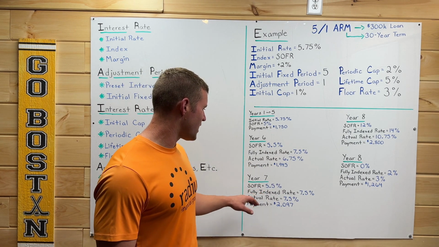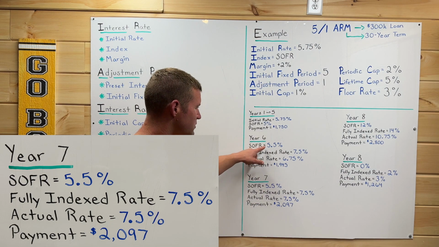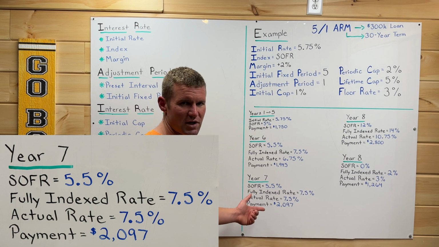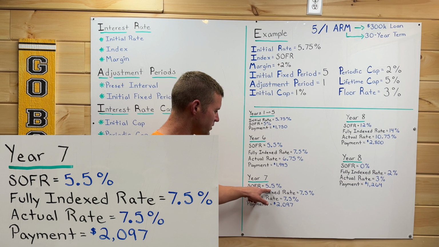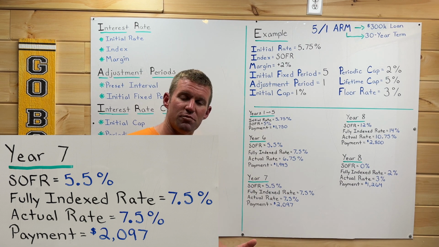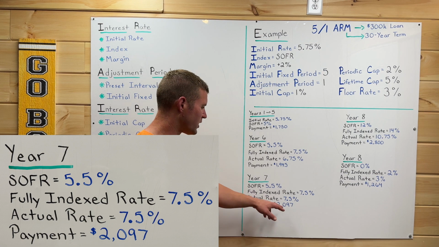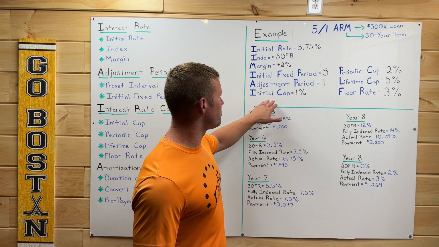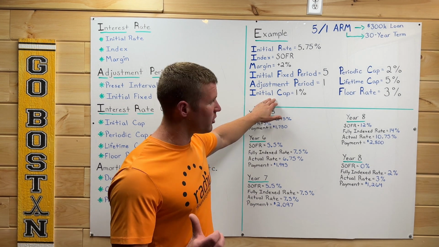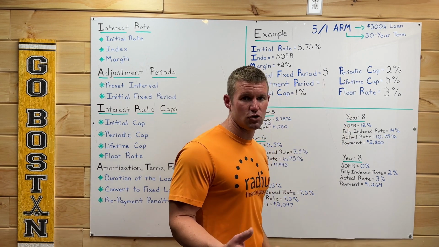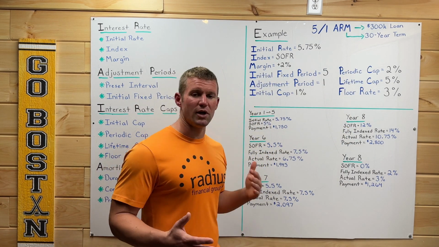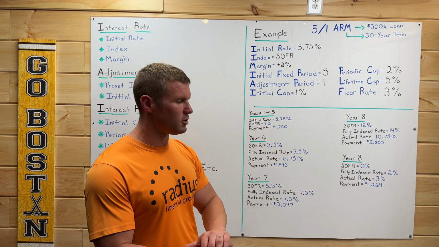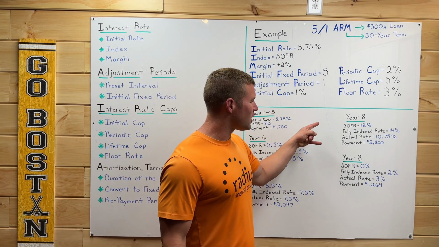All right, let's talk about year 7, right? So the SOFR stays at 5.5%. It hasn't changed at all. So our fully indexed rate should be 7.5%. Again, because the SOFR is at 5.5, we have that margin of plus 2% built in by the lender. So that gives us our actual rate of 7.5%. Now again, here, we don't have any sort of protection from an initial cap standpoint, because we've already used that. And our periodic cap is set at 2%, so we're not protected there at all. So our monthly mortgage payment will go up to $2,097 per month.